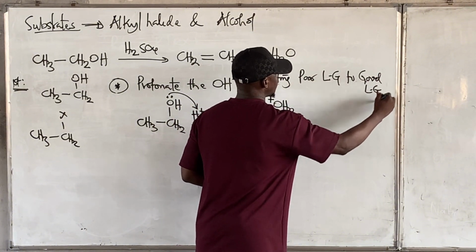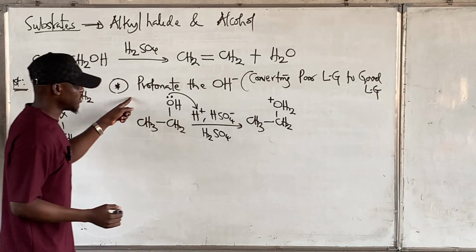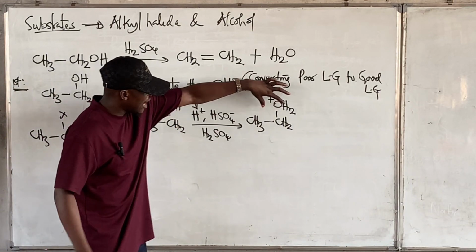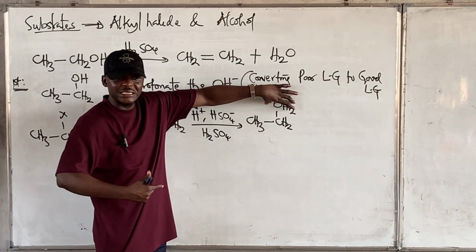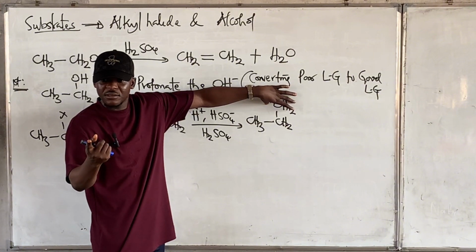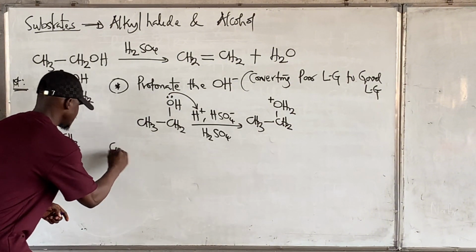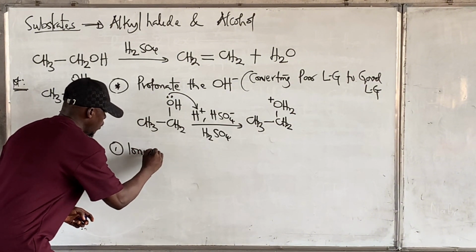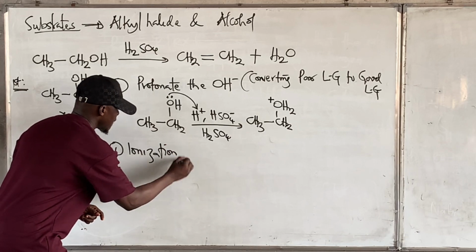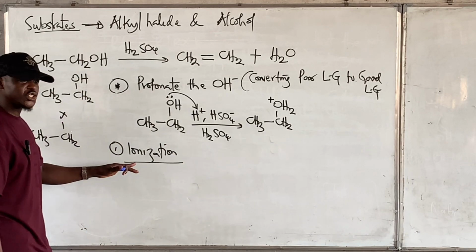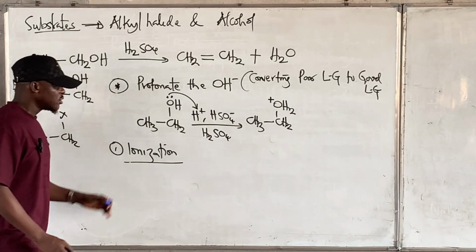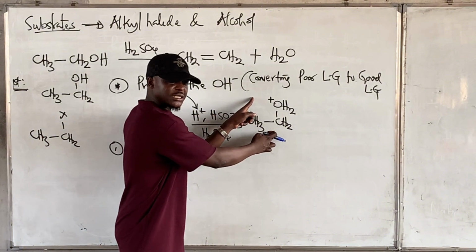Good leaving group. So that's basically what this guy is all about. So this guy is now a good leaving group, so we can now kickstart our E1 process. Are you following? So this now becomes... please, what was the first step of E1? Ionization, right? So this is now what we are going to use as a substrate.